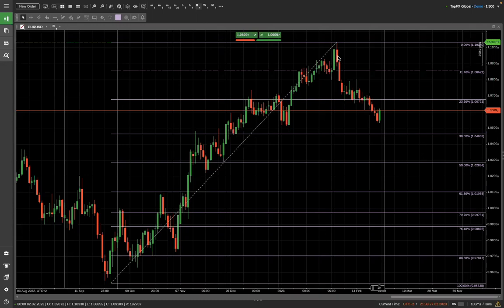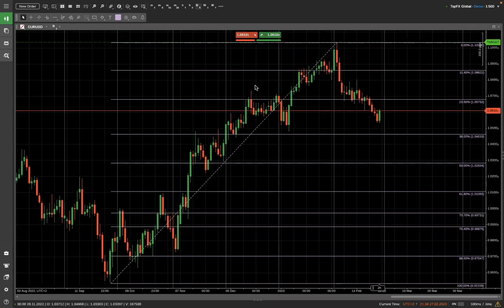One of the most important Fibonacci retracement levels are 38%, 50%, and 61.80%. So those are the most popular. Other popular retracement levels are 23.60% and 76.40%.